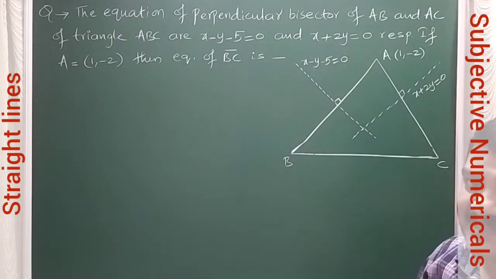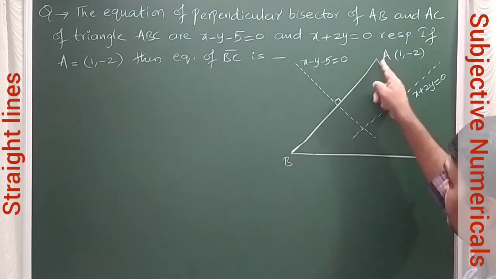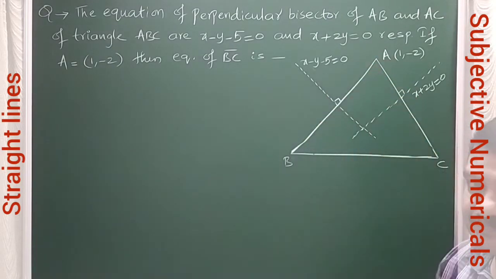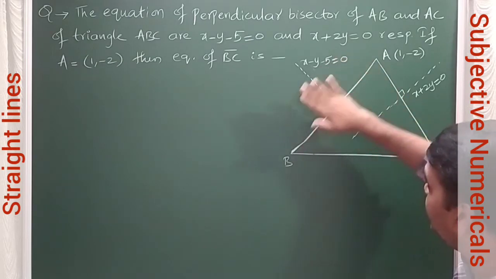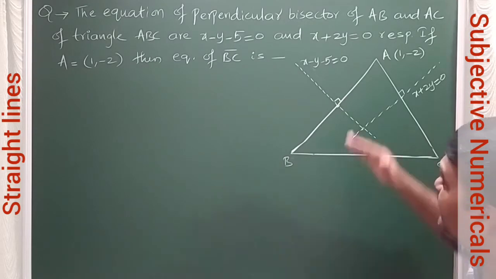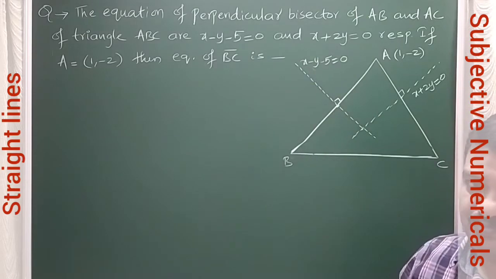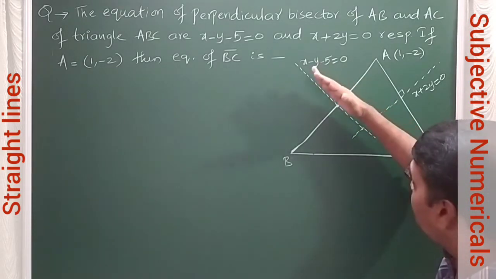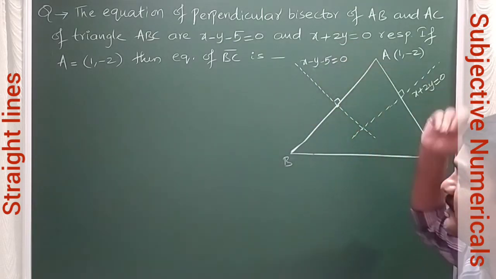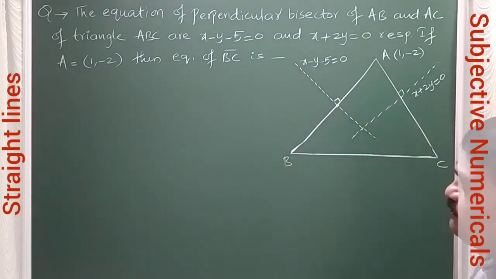What is a perpendicular bisector? The perpendicular bisector of AB means a line which bisects or divides AB into two halves. So it is bisecting AB into two halves. That means this is the midpoint of AB, and the perpendicular bisector will be perpendicular to AB also. So the line which is perpendicular to AB and divides AB into two equal halves is nothing but the perpendicular bisector. So this point is the midpoint of AB now.